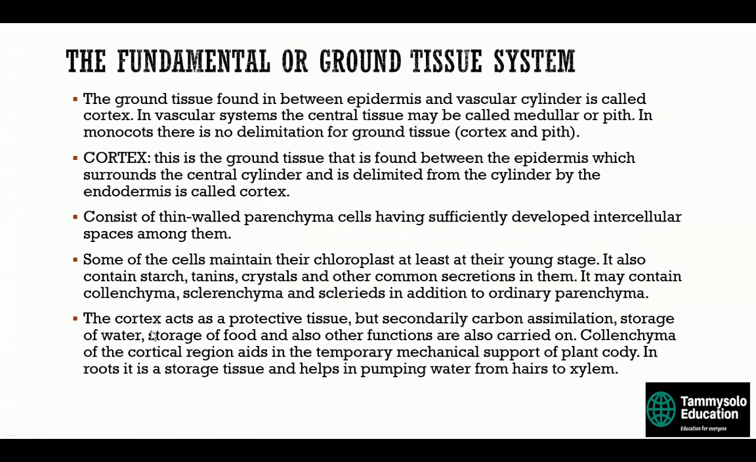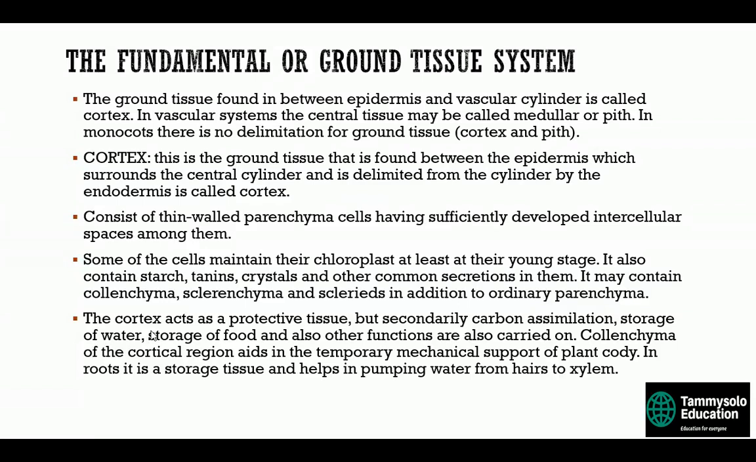The other tissue system is the ground tissue system, which is found between the epidermis and the vascular cylinder. It's called cortex. In vascular systems, the central tissue may be called medulla or pith. In monocots, there is no delimitation for ground tissue. That means the cortex and pith are not different. They are mixed together. Cortex is the ground tissue found beneath the epidermis, which surrounds the central cylinder, and is delimited from the cylinder by the endodermis.